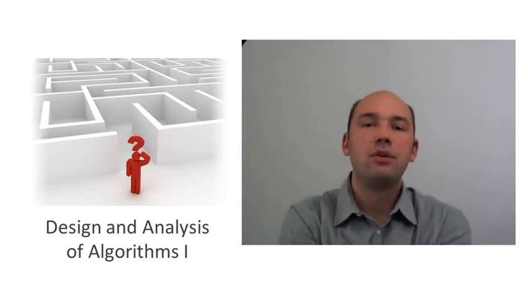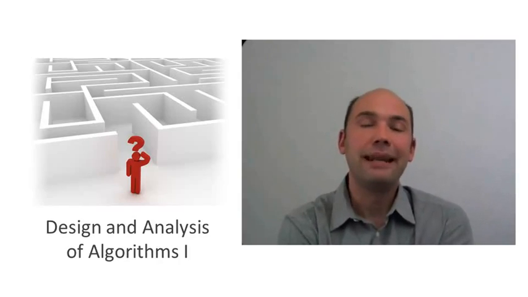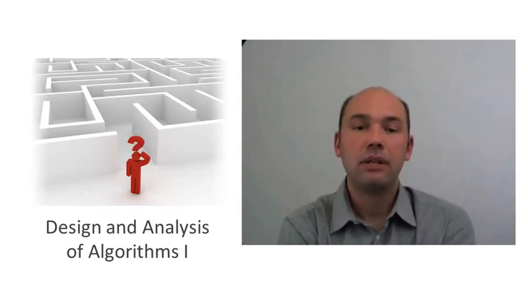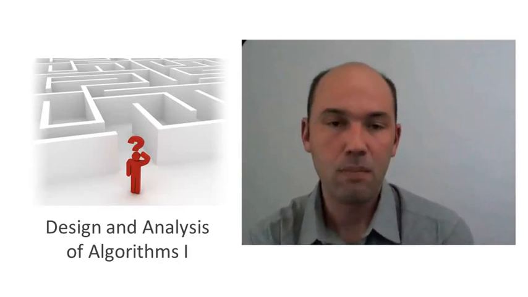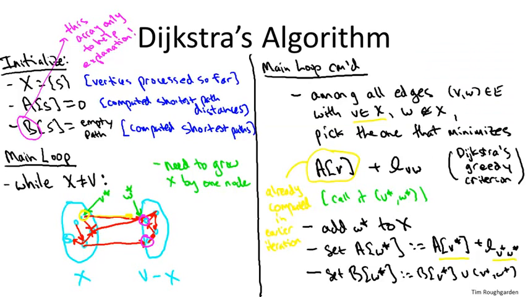In this video, I'll prove to you that Dijkstra's algorithm does indeed compute correct shortest paths in any directed graph where all edge lengths are non-negative. Let me remind you about what Dijkstra's algorithm is. It's very much in the spirit of our graph search primitives, in particular breadth first search.